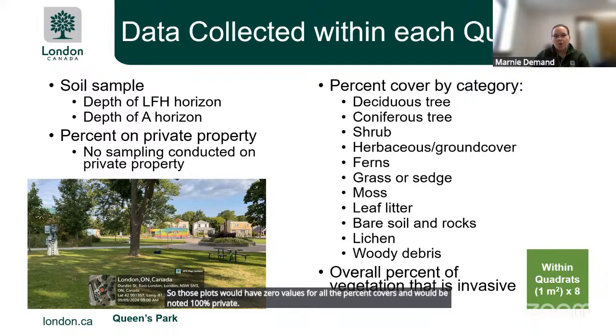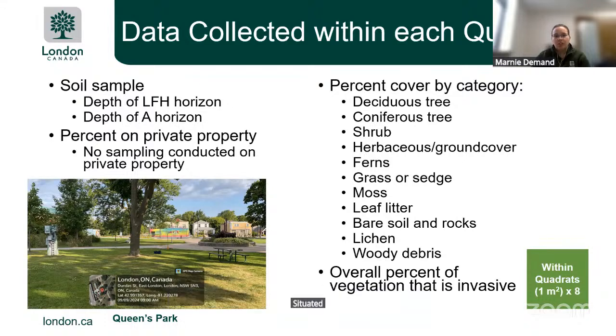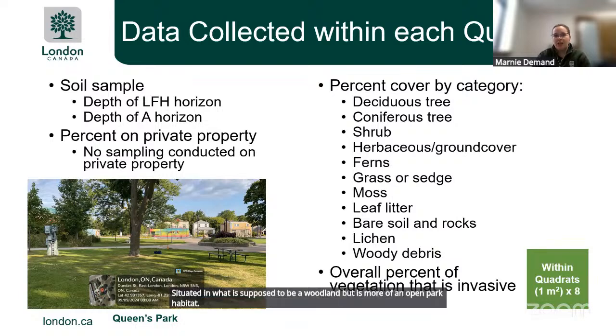This is another example of a sample plot, very different from the previous one. Again, my backpack marks plot center, situated in what is supposed to be a woodland, but is more of an open park habitat. The area to the left that appears to be a forest was outside the park.